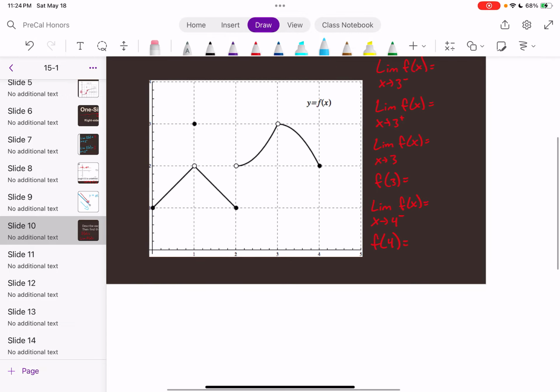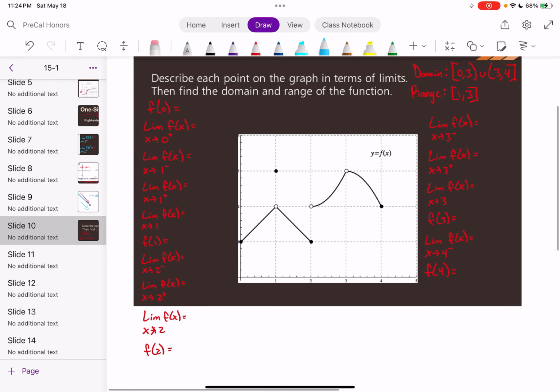So let's provide answers to each one of these limits that we've written down. At f of 0, we're looking at it directly at the 0 mark to figure out exactly what number it falls on. Since we have a solid dot on the 1, this answer would be 1. The limit of f of x as x approaches 0 from the positive side, in this case, notice it is coming down to 1.